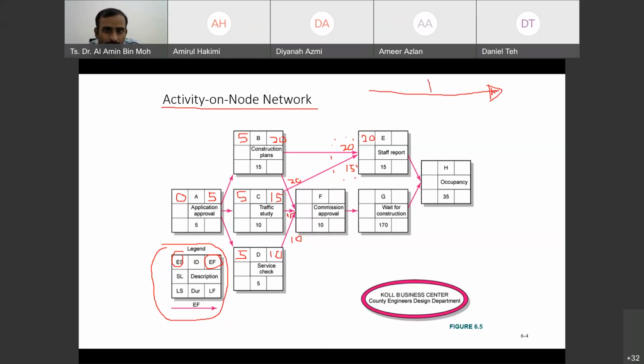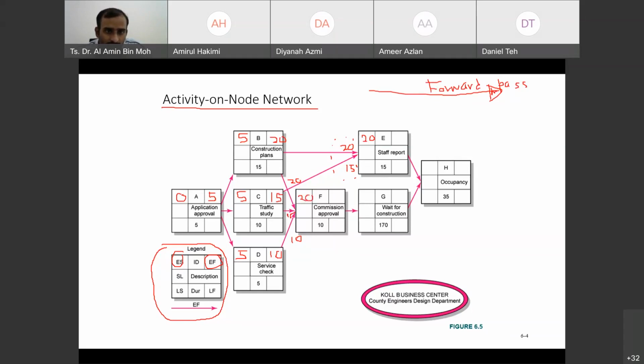So what we are doing now we call forward pass, right? For forward pass, we are going to take the largest duration, 20. The same here, 20, 15 and 10, we are going to select 20.